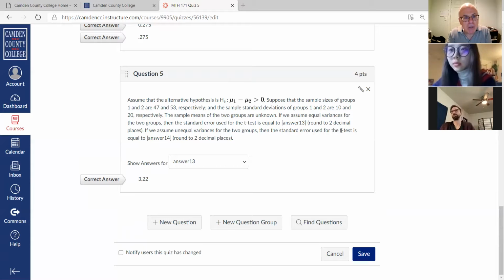Then I'm giving you some numbers here: the sample sizes of group 1 and group 2. The sample size of group 1 is 47. The sample size of group 2 is 53. I'm giving you the sample standard deviations: group 1 is 10, group 2 is 20. These are sample standard deviations.